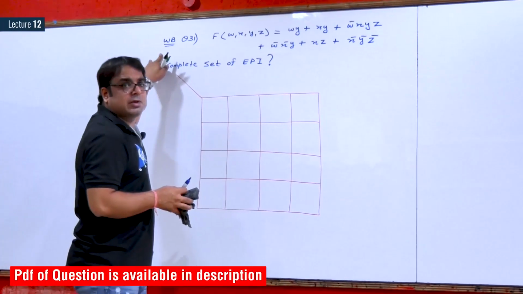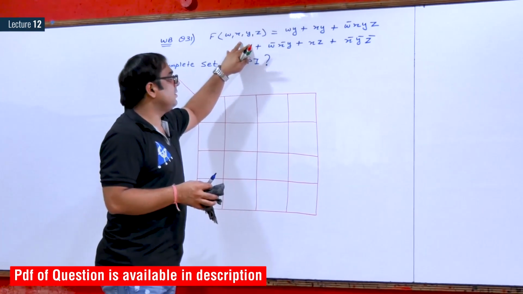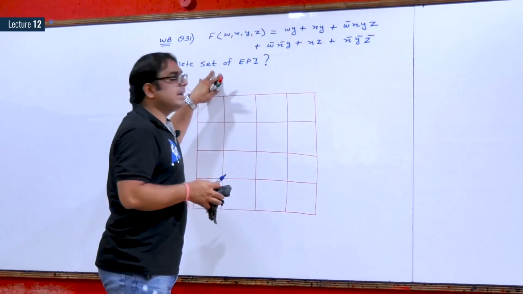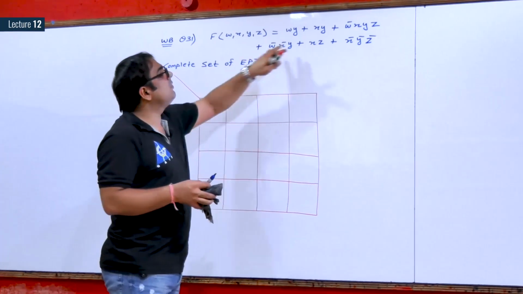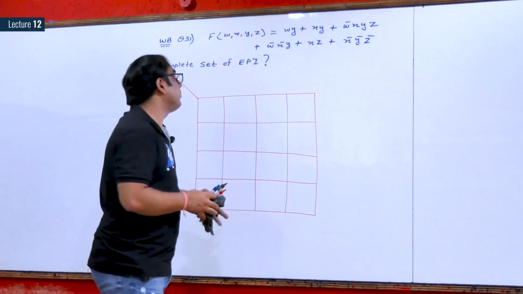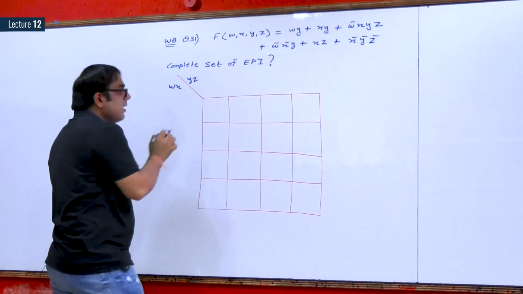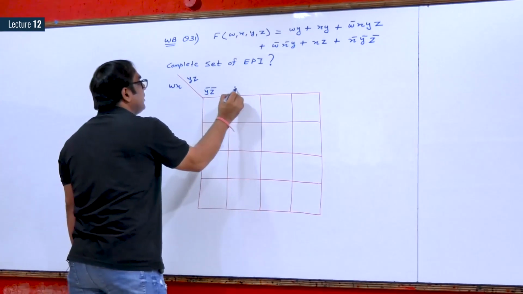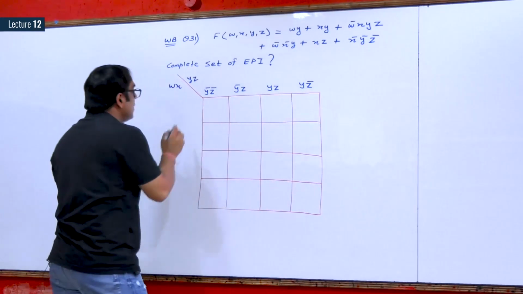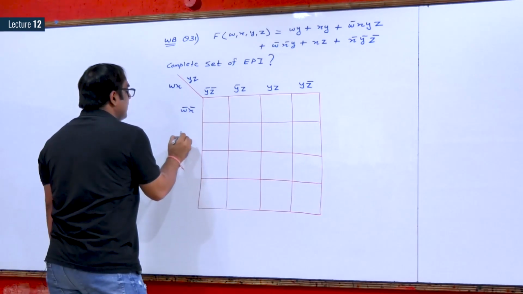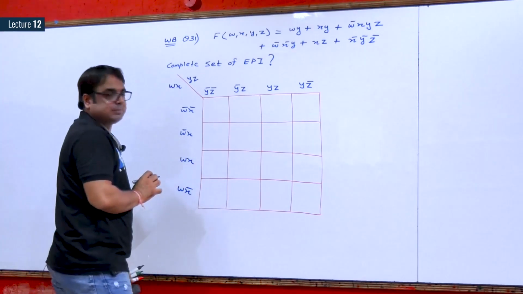Workbook question number 31. A function of four variables W, X, Y, Z is given. You have to find the complete set of essential prime implicants. So first step, we will plot the given function into the K-map. W, X, Y, Z. So this is Y complement Z complement, Y complement Z, Y Z, Y Z complement. This is W complement X complement, W complement X, W X, W X complement.